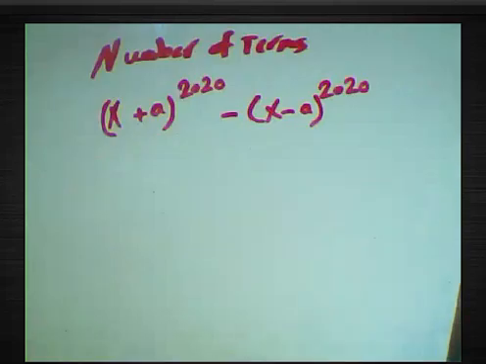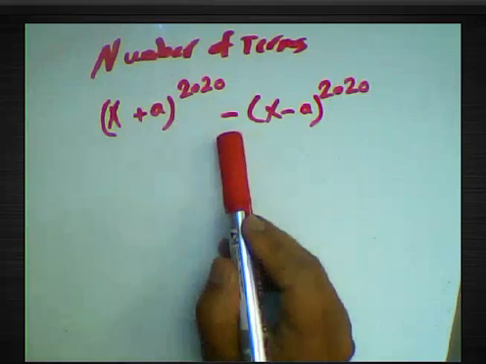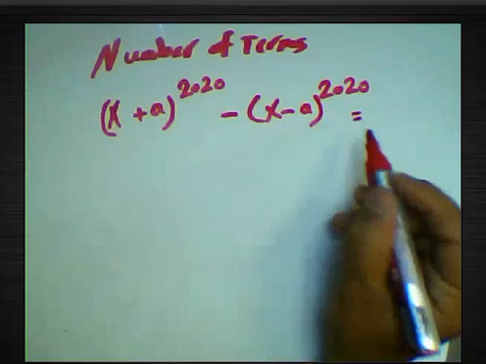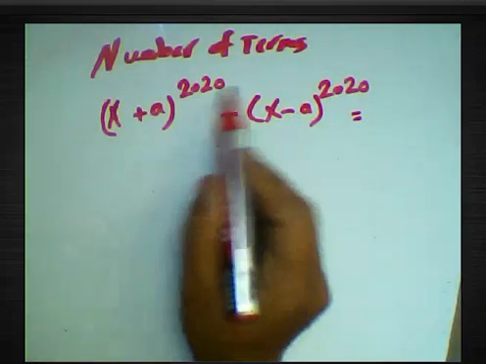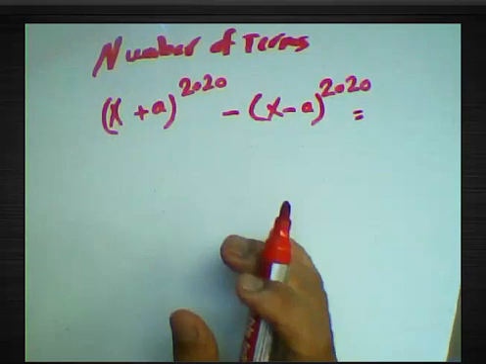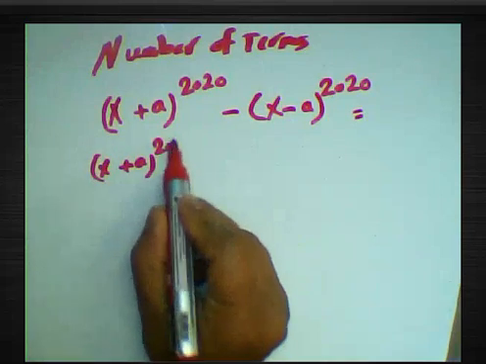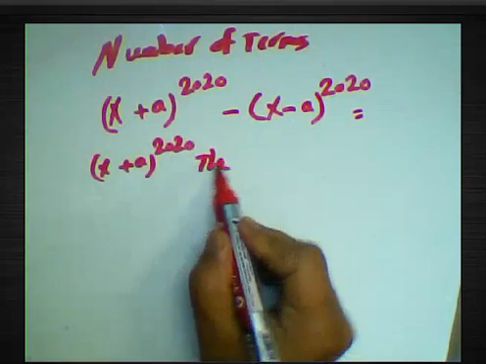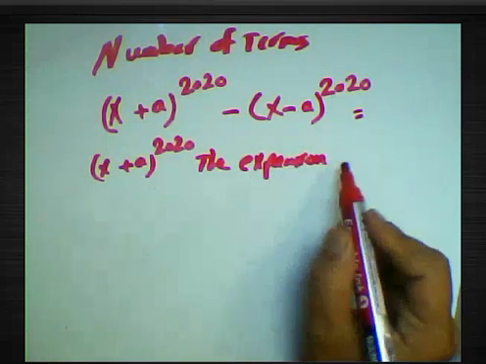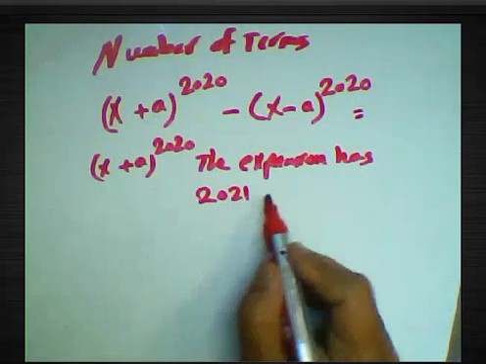Number of terms: x plus a power 2020 subtract x minus a power 2020 equals what? We know the power here is 2020, so we can find all terms here will be 2021 for x plus a power 2020. The expansion has 2021 terms.